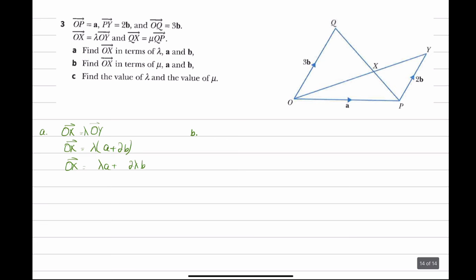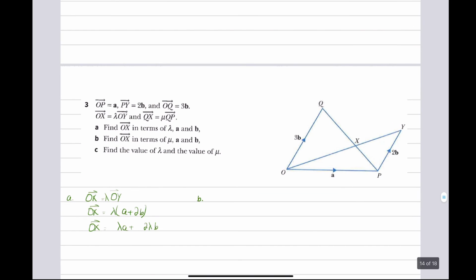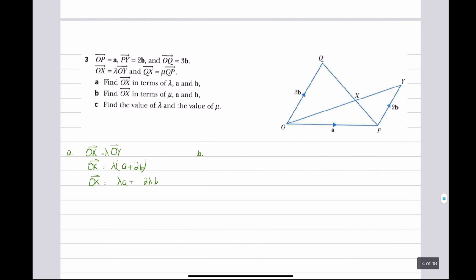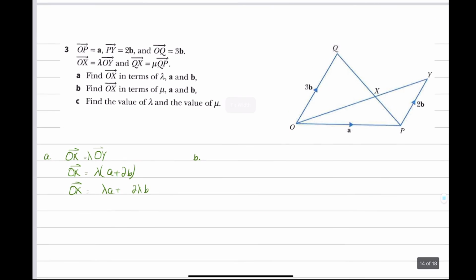In part B you need to find OX again, but this time you need to do it in terms of mu, A and B. I'll write it down. B times 3 minus mu 3, plus mu A. Yeah, perfect. Except that we write A first and then B. But your answer is correct because there's nothing wrong with that. So I'll write it down over here.